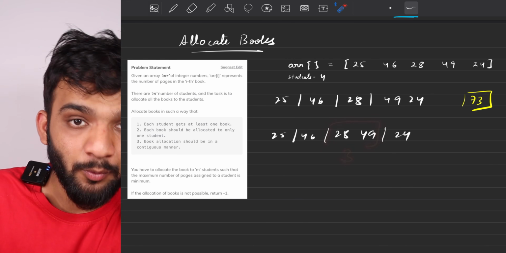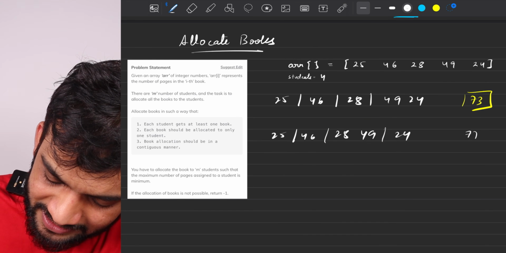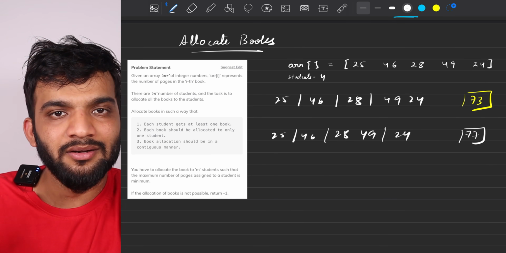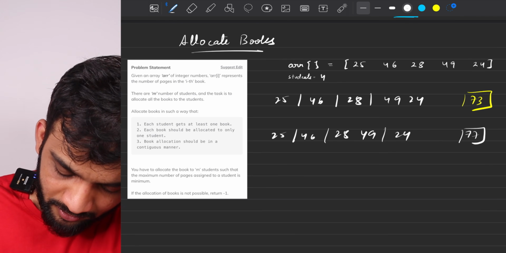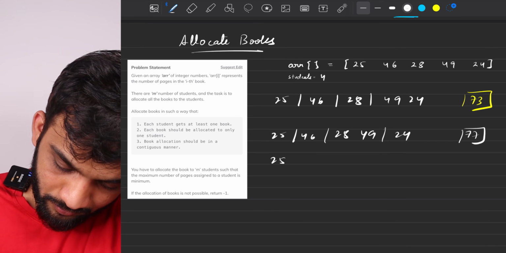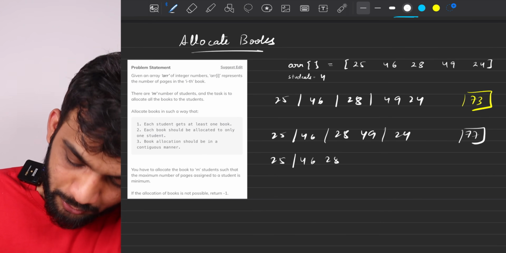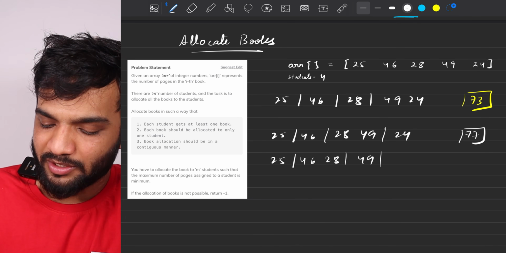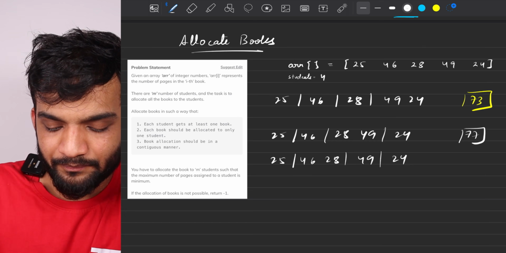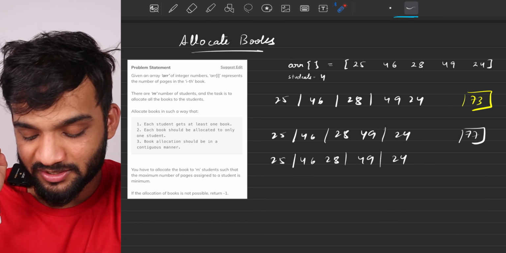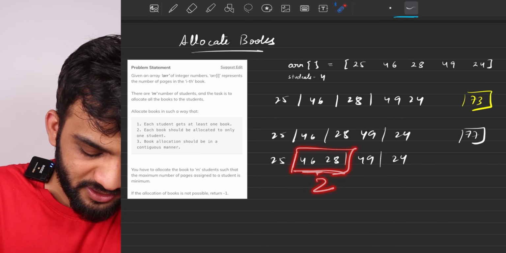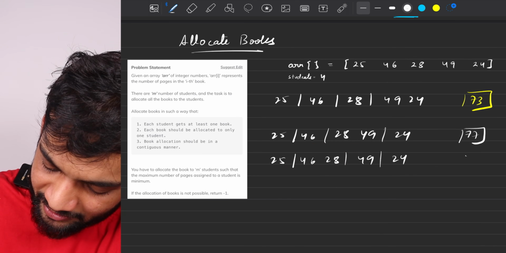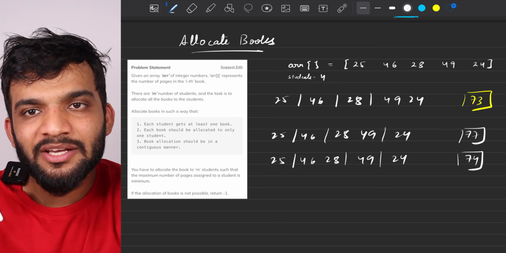I can. And what is the maximum? 77 is the maximum, right? So, okay. Can I have any other configurations? I can. 25 to student 1, 46, 28 to student 2, 49 to student 3, and 24 to student 4. What is the maximum number of pages in this case? It is with student 2, isn't it? And what is the number? The number is 74.